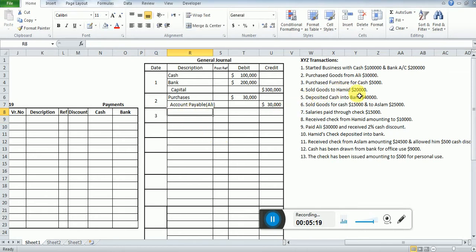Purchase furniture for cash. So you have to debit the furniture account, and the cash account should be credited, because our furniture asset account is increasing by 5,000 and the cash is decreasing by 5,000.